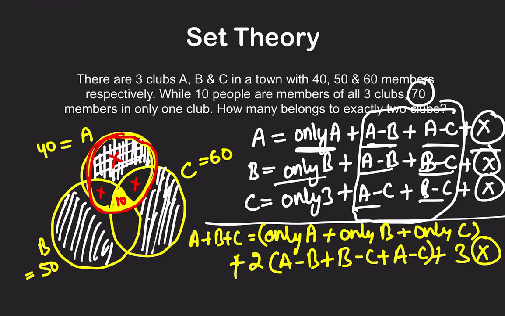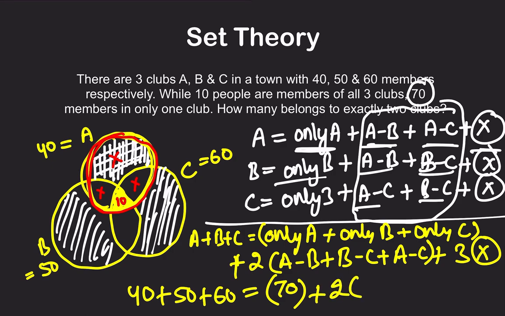So A plus B plus C is all the members of A, that is 40, plus all the members of B, that is 50, plus all the members of C, that is 60, is equal to those who are members of only one club, which is 70, plus 2 times the members of only 2 clubs, which exactly we are looking for. So that is our answer. So this is what we are looking for, members of only 2 clubs, plus 3 into 10. That is the common, right? So solve this. I am just noting it down.